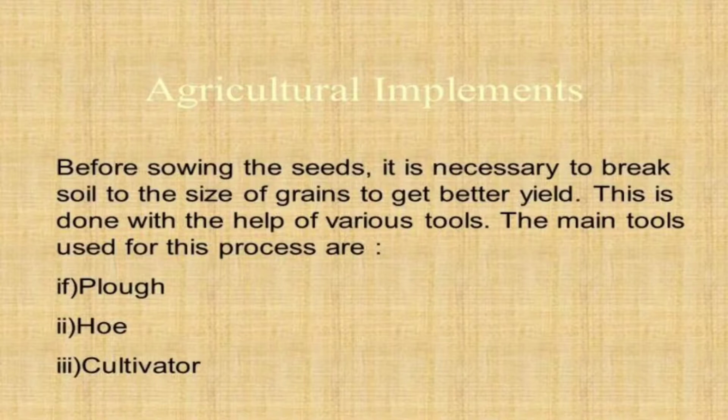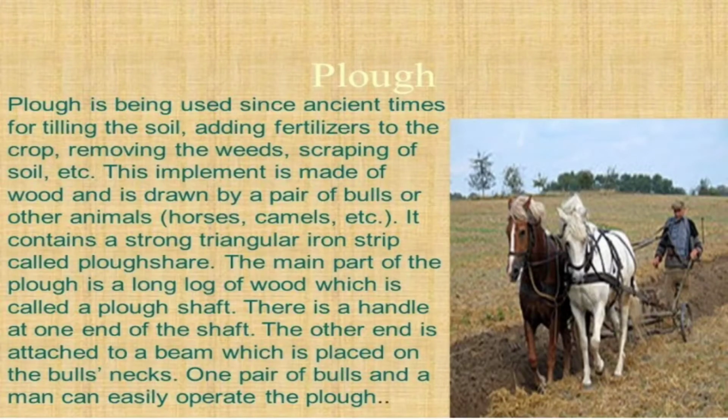First of all, what is a plow? The plow has been used since ancient time for tilling the soil. Ancient means very old time. It is used for tilling the soil or plowing the soil, adding fertilizer to the crop, removing the weeds, and scraping the soil. So here we have removing the weeds. This is a very important phrase. So, removing the weeds.